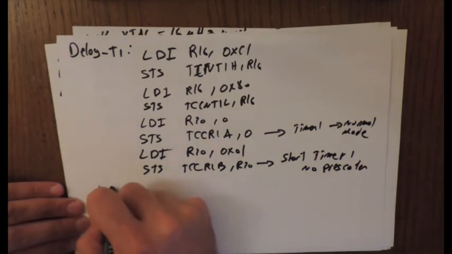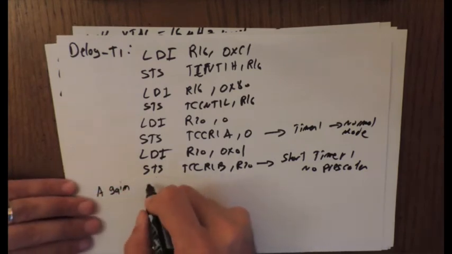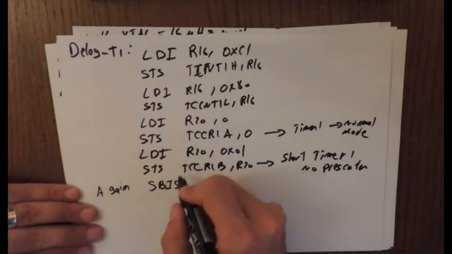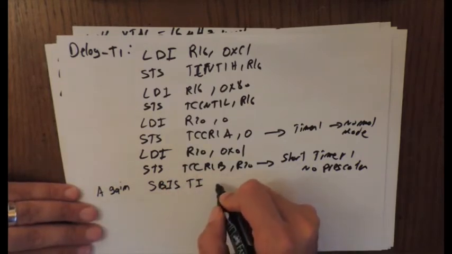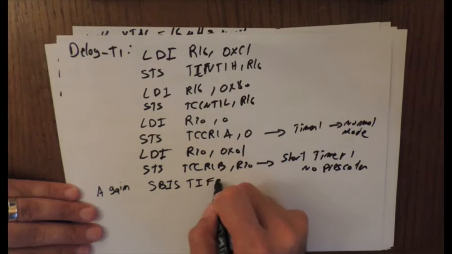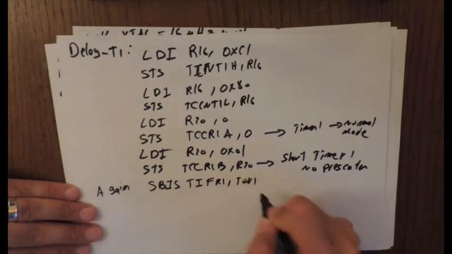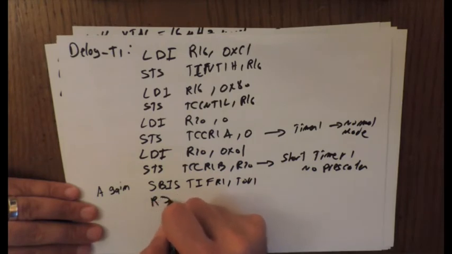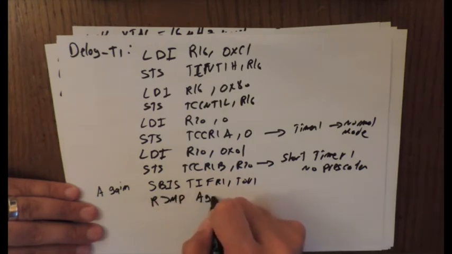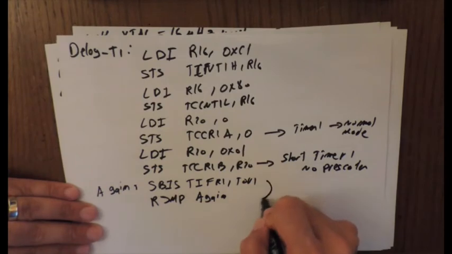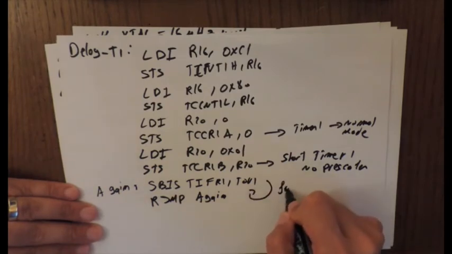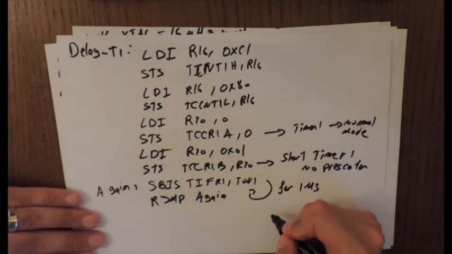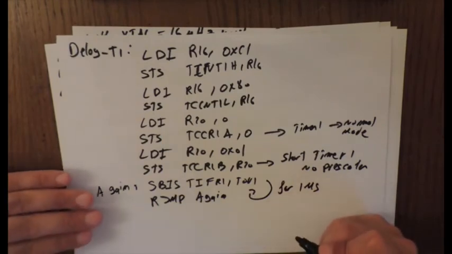From this point I start timer 1, so I now need to monitor the flag TOV1 in TIFR1. I'm going to wait here for 10 milliseconds, 1 millisecond, excuse me. So this will keep on looping here for 1 millisecond. Once it is set, I need to clear it.